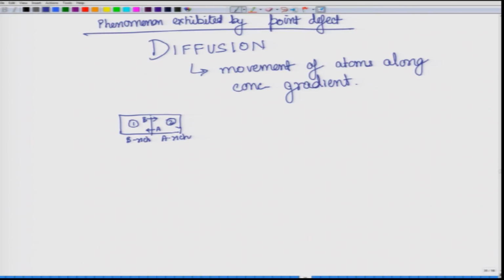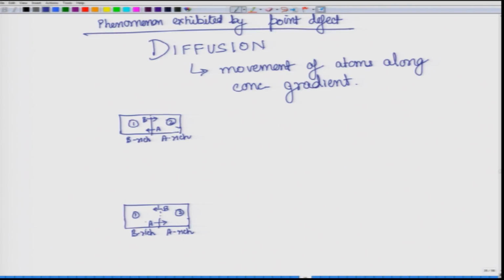You may also get a situation like this where it need not be the same. When I say B rich, I do not mean that this is the same element, this is the same element. We are talking about two systems, and it is possible that in this system whatever the interactions are, A goes from 1 to 2 and B goes from 2 to 1.